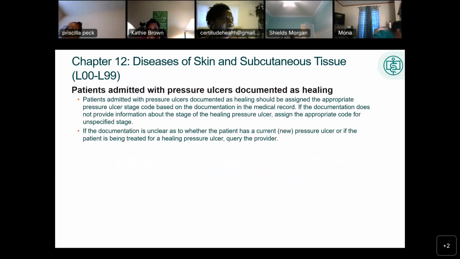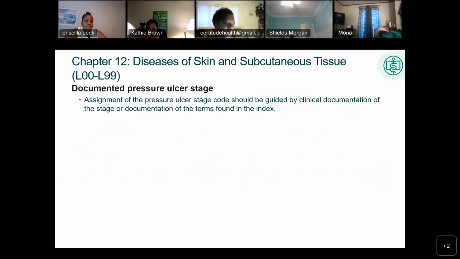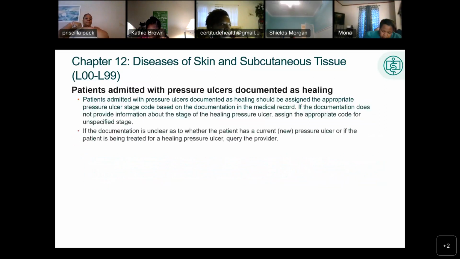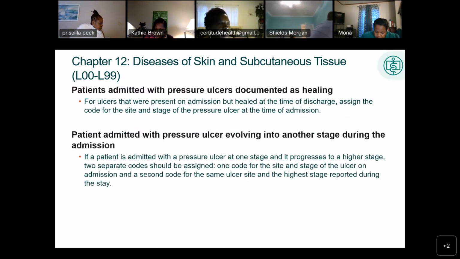Okay. Let me back it up a little bit. Documented pressure ulcer stage. We got that one. That was guideline 3. Patients admitted with pressure ulcers documented as healing is guideline 5 on page G19. So just highlight it. I won't reread it, but I do want you to highlight it, and I'm just going back to make sure we know which guideline was which. Patients admitted with pressure ulcers documented as healing.